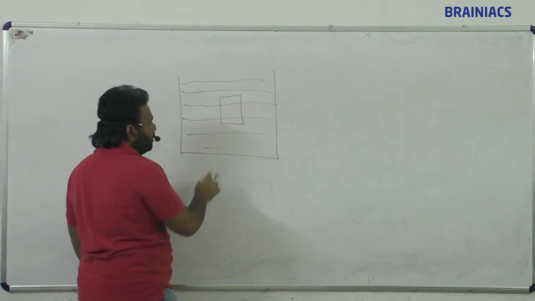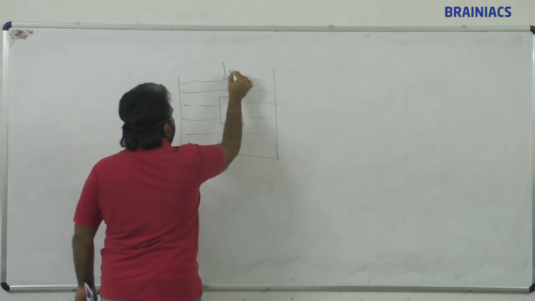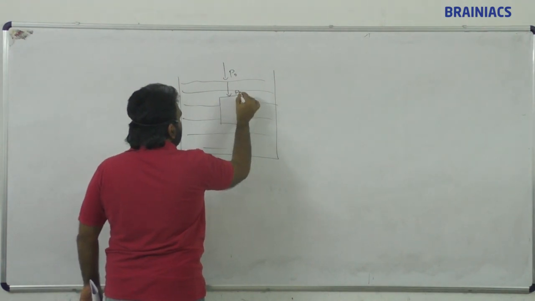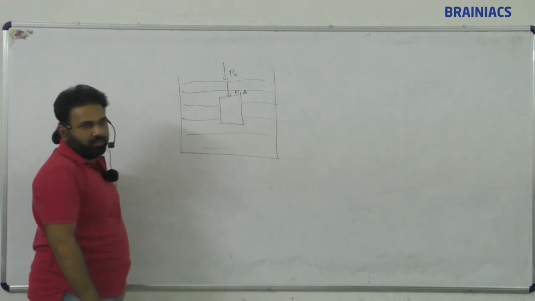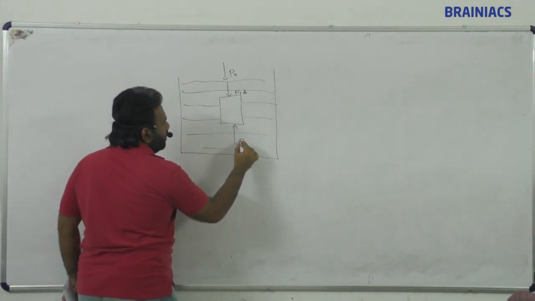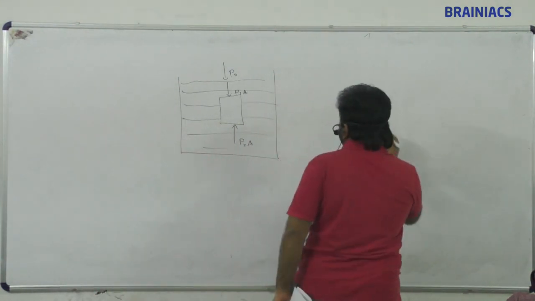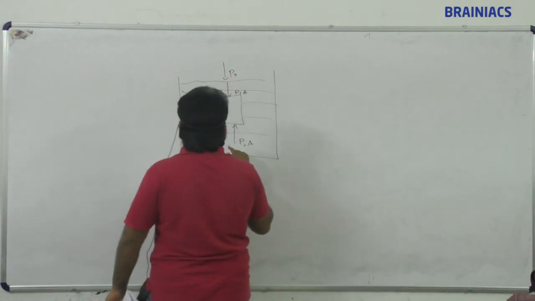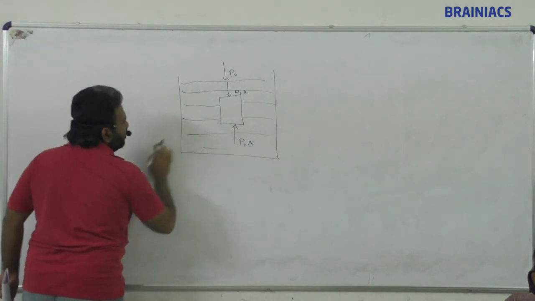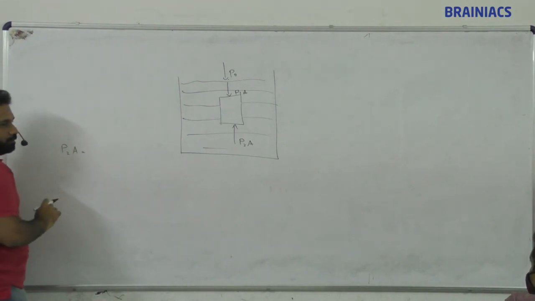This is a body. P naught will be there at the top, and here P1A is there, and there will be P2A. P naught A is also there. So P2A will be how much?